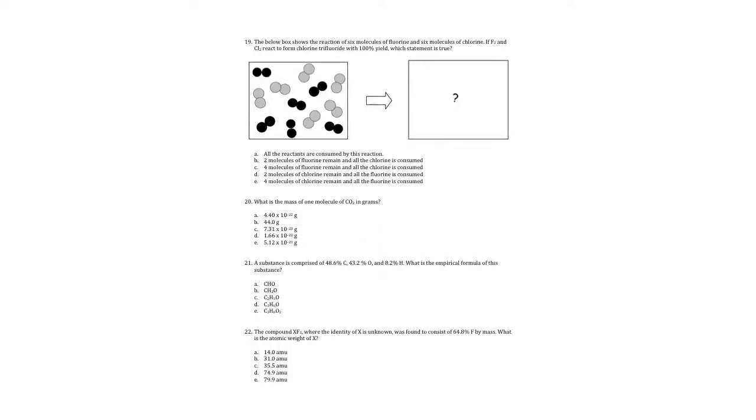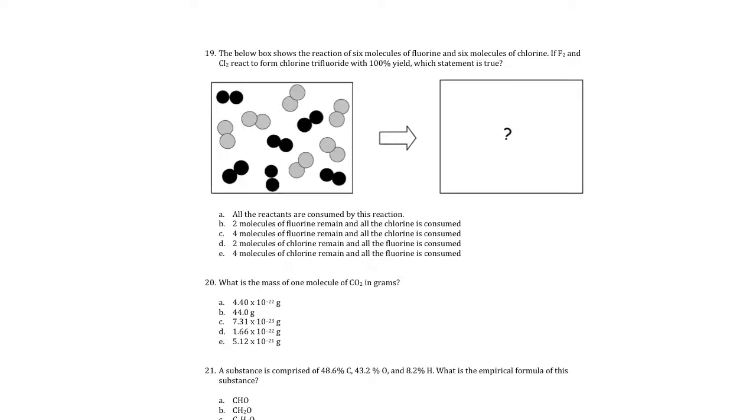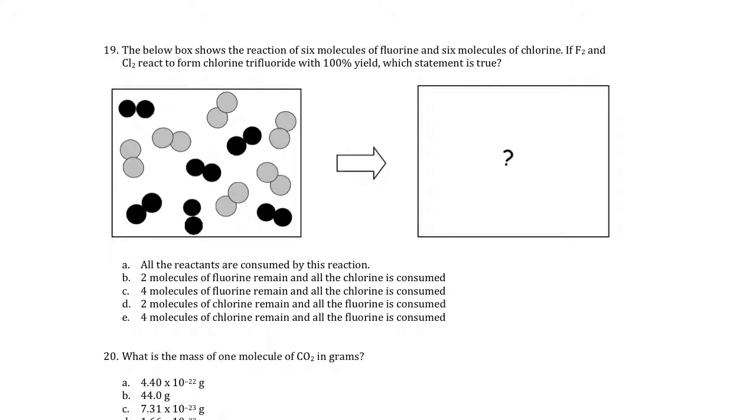Okay, so let's take a look at number 19. Another particle box. We have F2 and Cl2 reacting to form ClF3 as the product. At 100% yield, what statement is true? And so we have an equal number. We're told we have 6 molecules of each. So let's say the black spheres are the F2s. Let's say the gray spheres are the Cl2s.